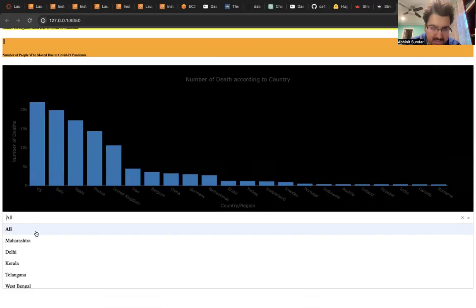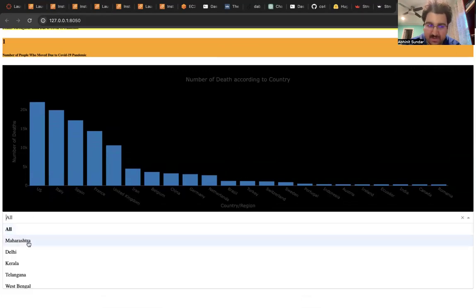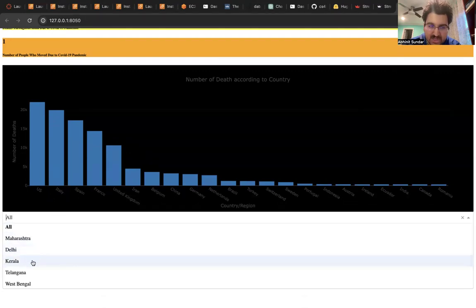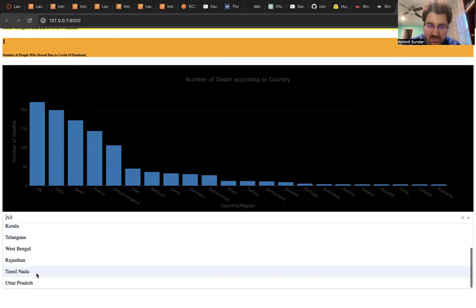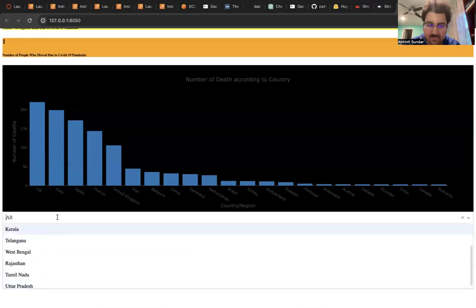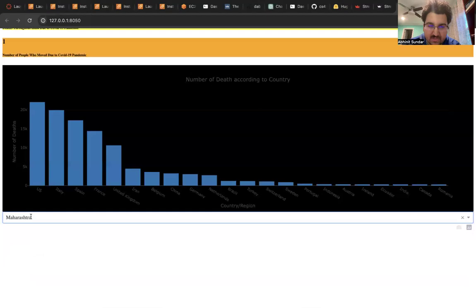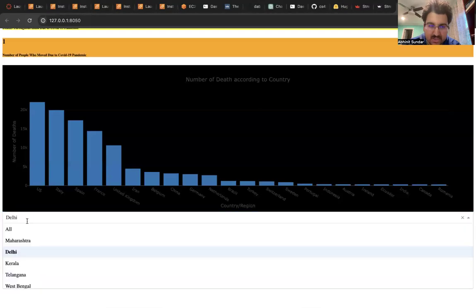And if you can see, I have created a drop down menu with all the different states in India: Maharashtra, Delhi, Kerala, Telangana, West Bengal, Rajasthan, Tamil Nadu, and Uttar Pradesh. All of these data will display accordingly as I select the dropdown.